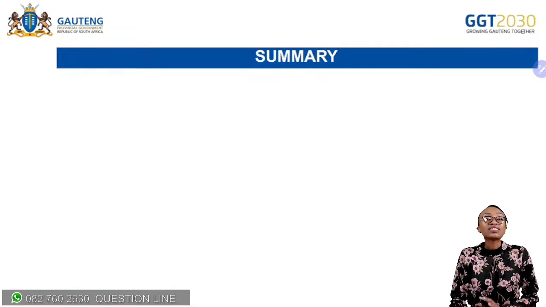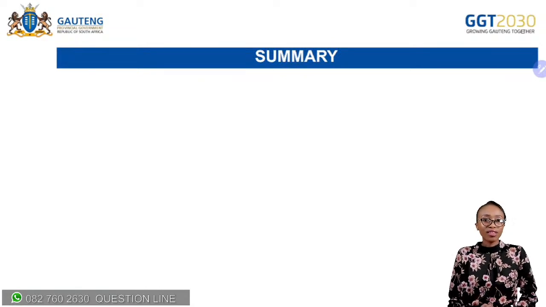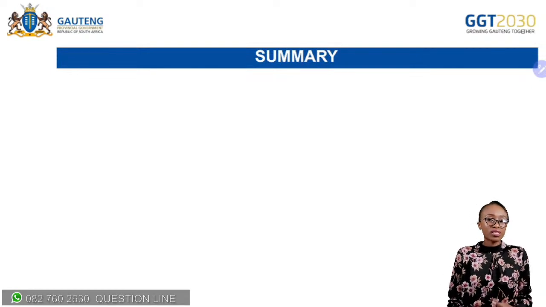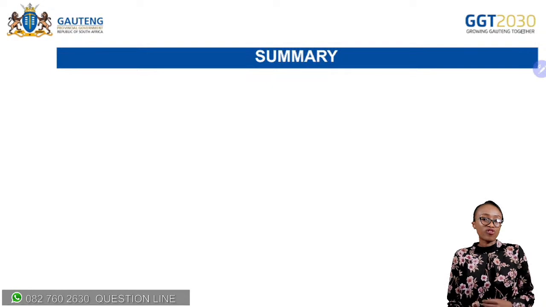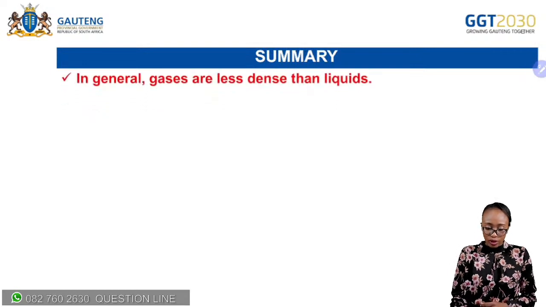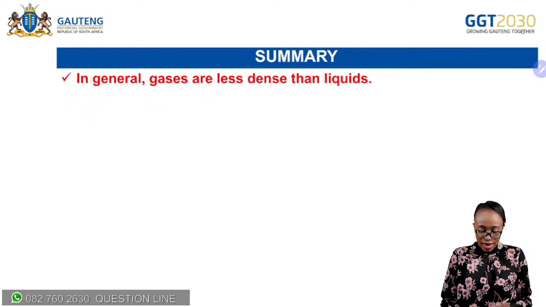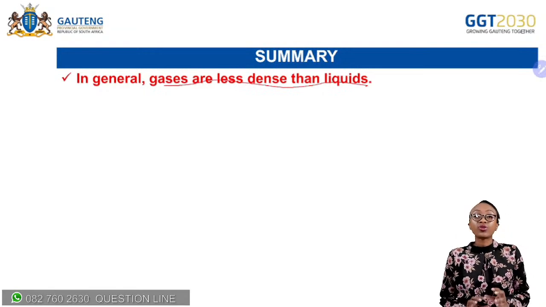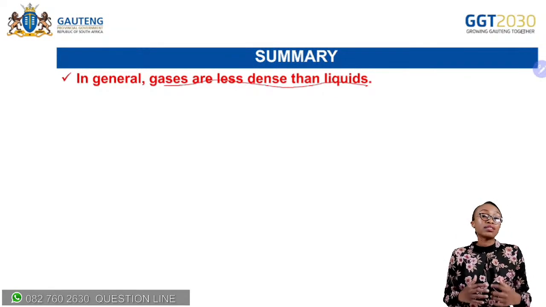Okay, so let's summarize everything that we have learned together: how density relates to the states of matter and the densities of different states of matter. The first one: in general, we are saying gases are less dense than liquids.